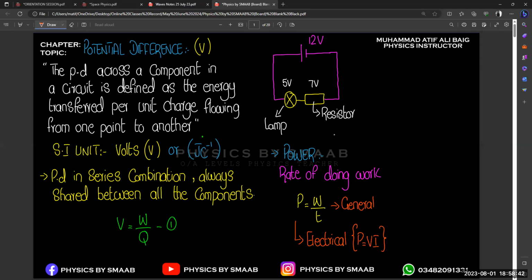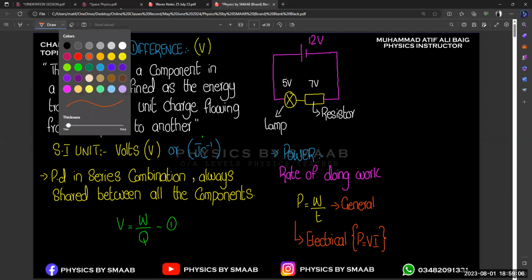ask the question in this form: derive the formula or derive the equation for P in terms of W and Q, or in terms of voltage and electric current. So sometimes they ask you questions like this, right? Actually, they ask you to write the steps of how to derive this formula, P is equal to VI. Okay, so your derivation is very simple.